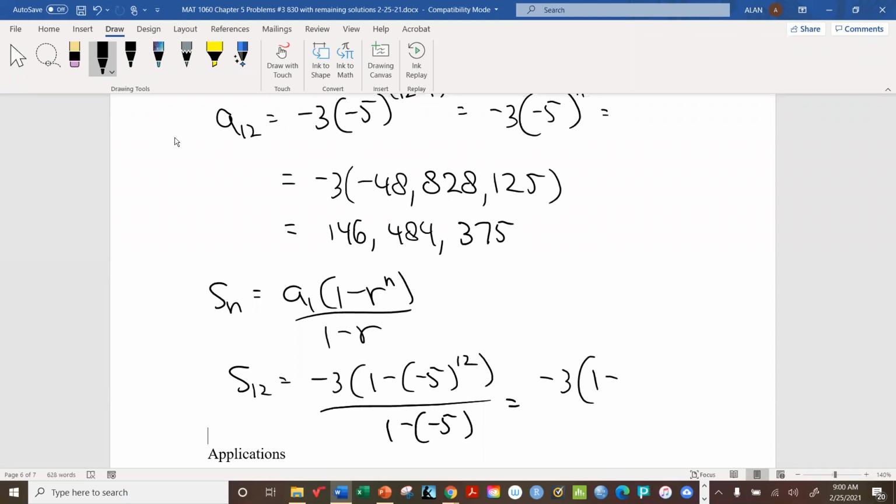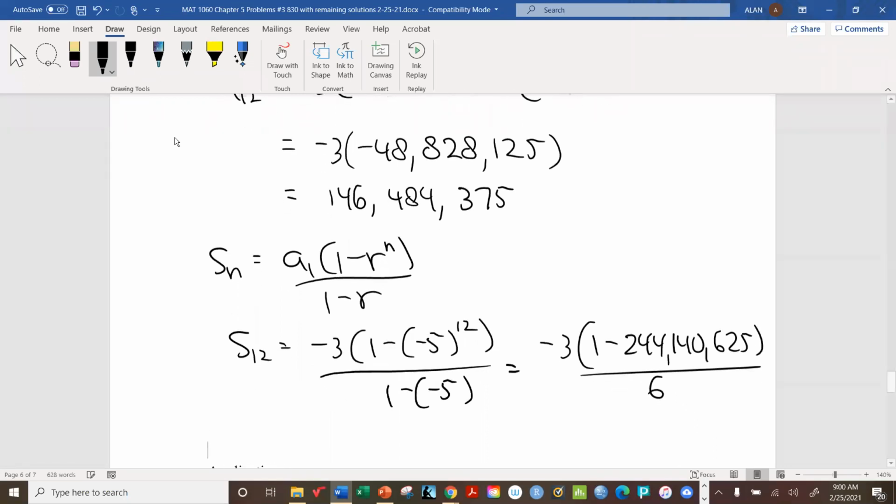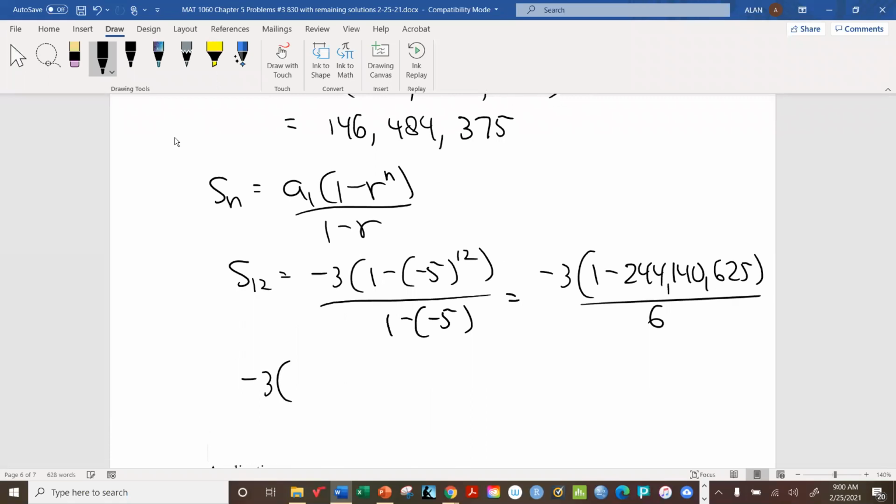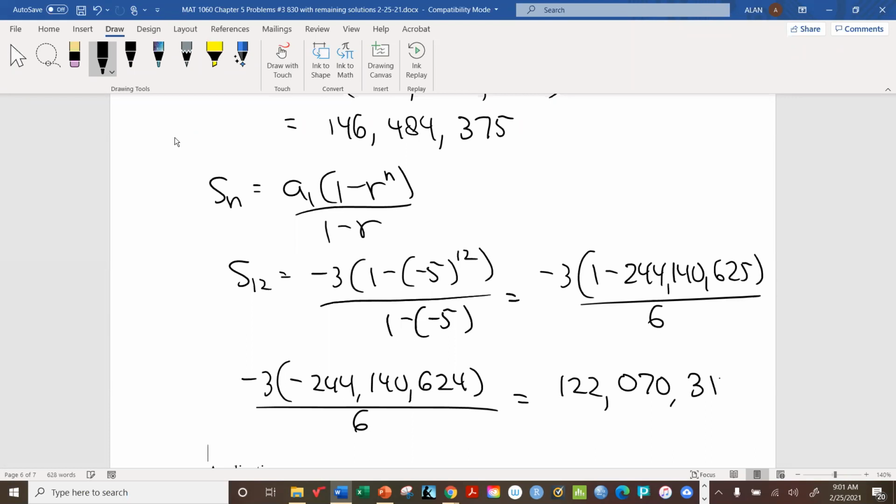Woo, 244 million, 140,625 over 6. So -3 times that turns out to be minus 244,140,624, and then 122,070,312. Ooh, all right.